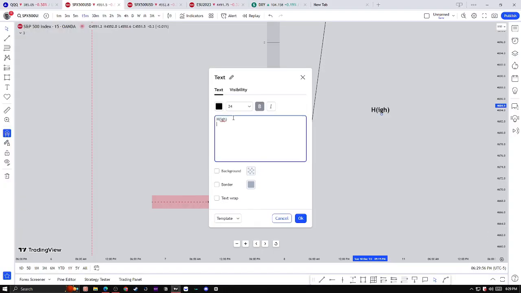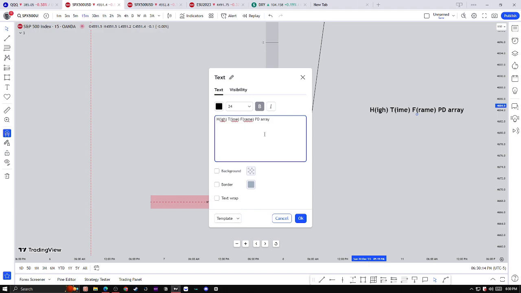Yeah, so high time frame, and then PD array.